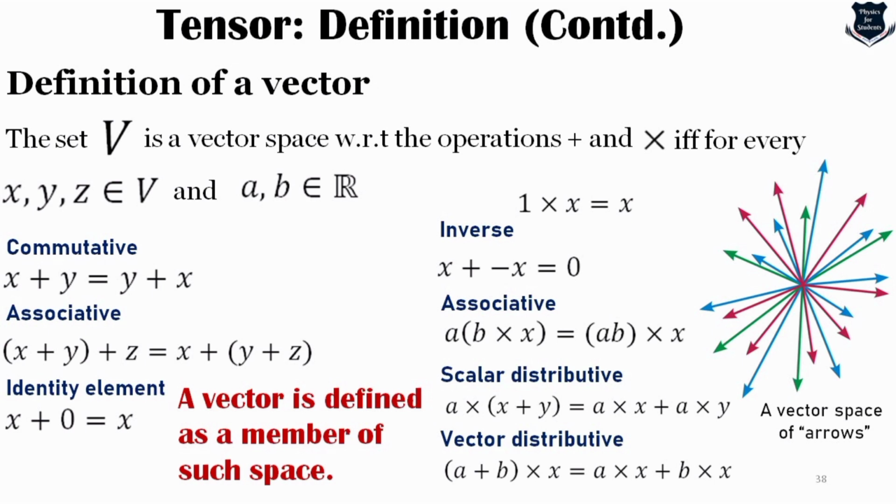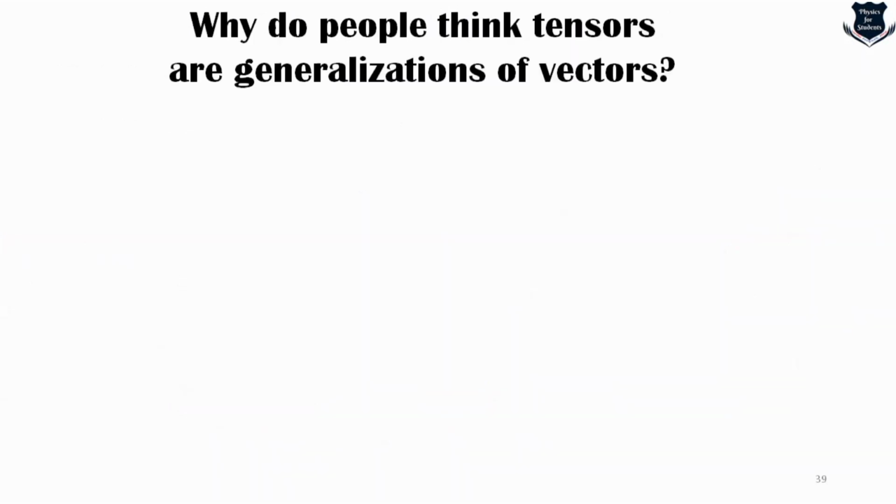But vector spaces are not that. I mean to say vectors. A vector is defined where all these properties you can see on the screen, commutative, associative, are taken care of, and a vector is defined as a member of such a space. So this is how we define a vector. It is not a vector space of arrows just pointing at each other.